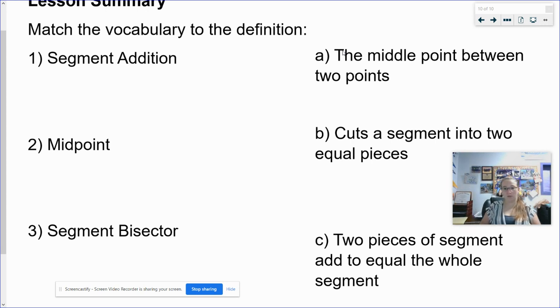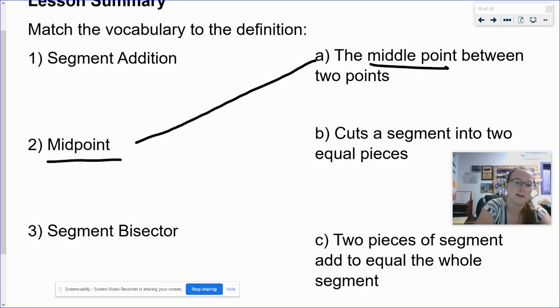Okay, let's go through it. So hopefully you matched them up. The first one, I'm going to go ahead and look on the right side and decide what vocabulary it is. So A says the middle point between 2 points. Now, this is tricky, but it could technically be segment bisector because the segment bisector is also in the middle, right? It cuts it into half. But I'm going to go ahead and say, obviously, middle point should be midpoint.